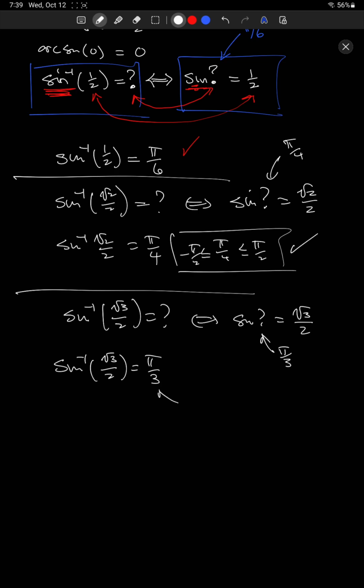And again, pi over 3 is indeed between minus pi over 2 and pi over 2. So we're okay. And again, we're pretty much always going to be okay for these kind of memorized values because that's how we've memorized them, as relatively small angles. 30 degrees, 45 degrees, 60 degrees are all less than pi over 2, which is 90 degrees.